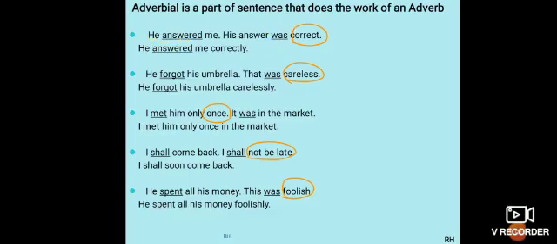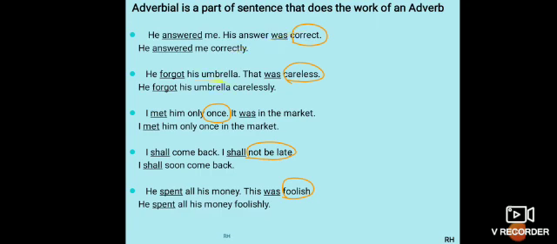Now, how did he answer? How were his answers? His answers were correct. Now, this adverbial you change to adverb. So, correct changes to correctly. So, you can eliminate this part, because his answer, we are talking about, he has answered only. Fine, and was will eliminate. So, it becomes, he answered me correctly.